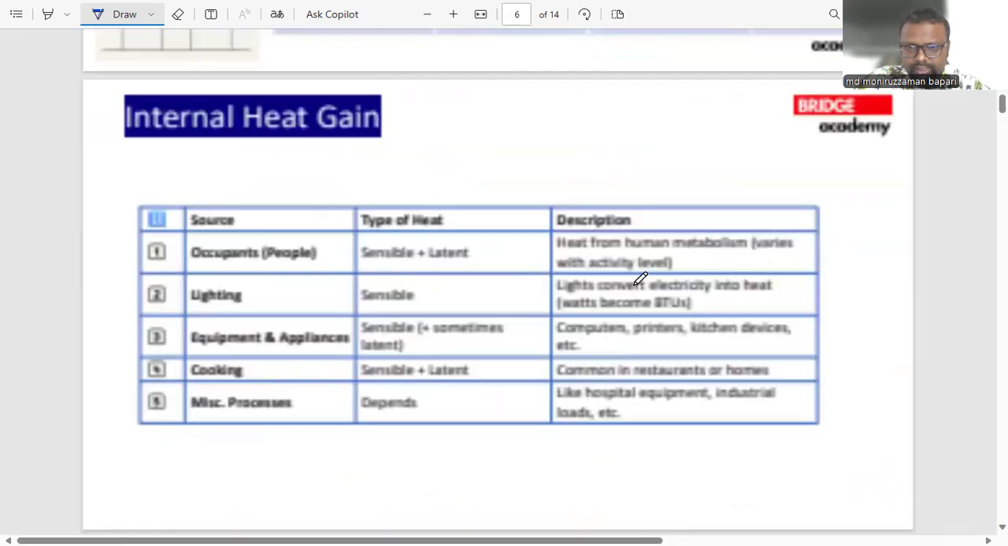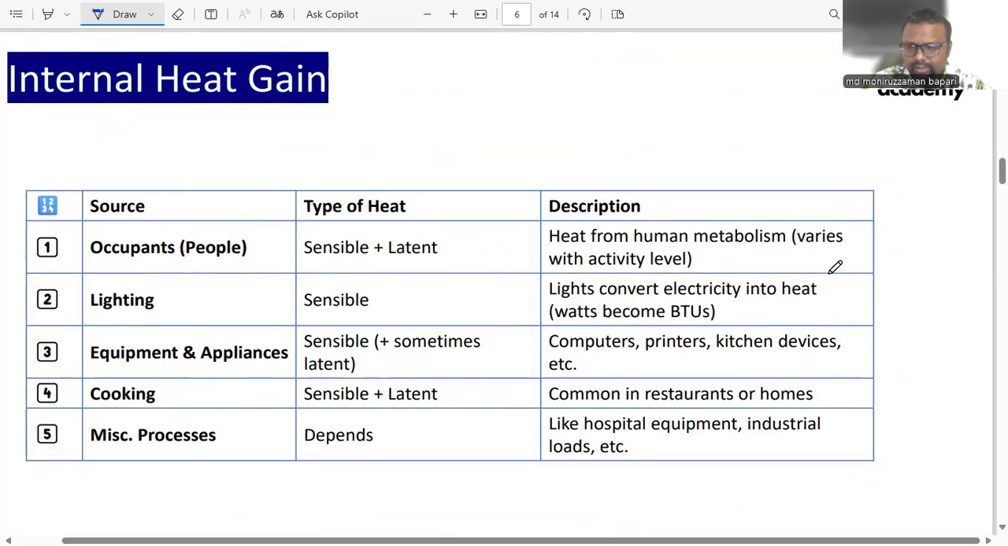Now let's go back and take a note here. 605, and there are 4 people inside. Multiply by 4, we get 605 into 4, 2420 BTU. 2420 BTU for the humans inside.